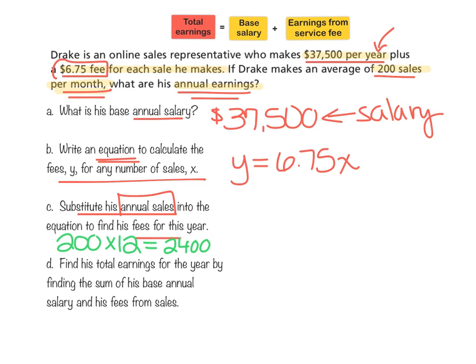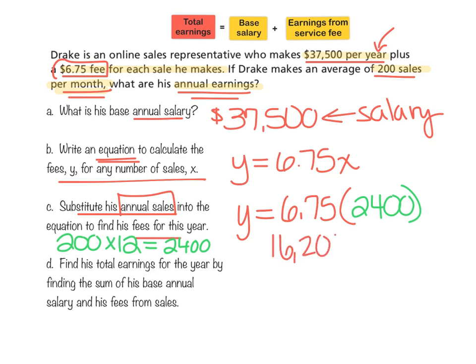So we can use that in our equation that we just wrote to figure out how much he makes this year. So to get our fees, we take $6.75 times his annual sales. Okay? And when I do that, I get a grand total of $16,200. And these are the fees that he's making.